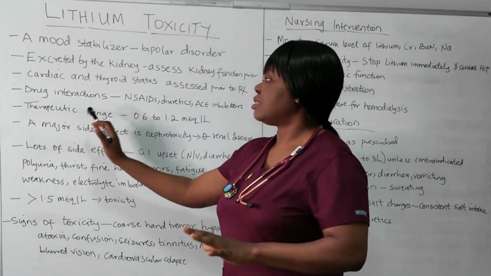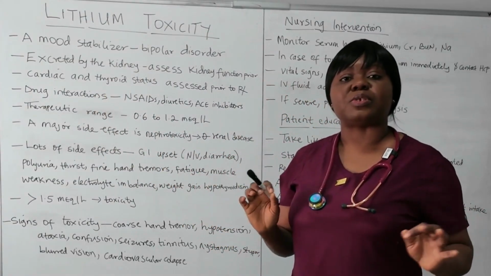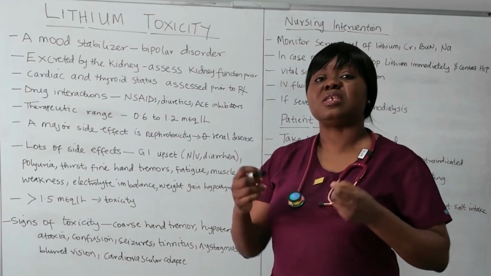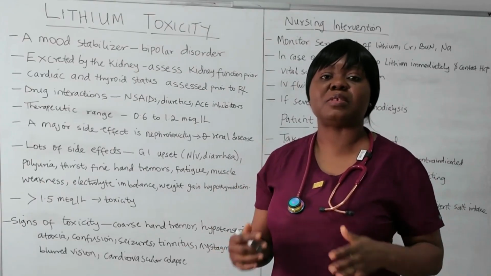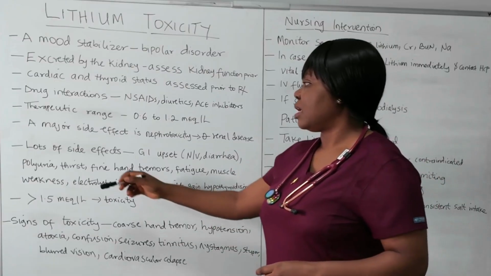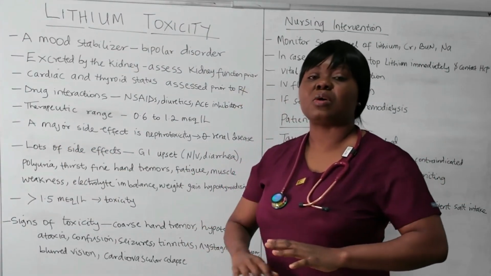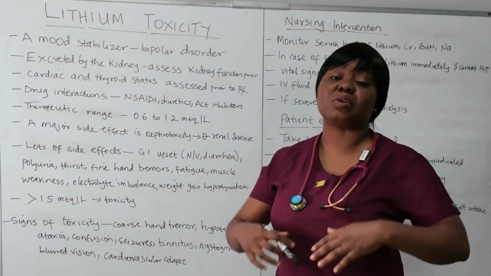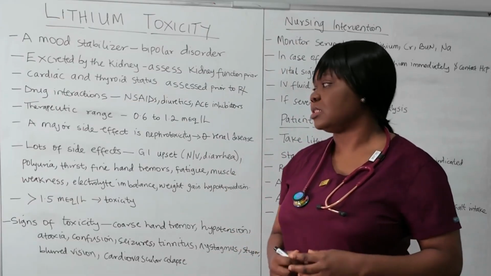Now, the therapeutic range of lithium is very narrow, just 0.6 to 1.2 milliequivalents per liter. It's so narrow that a little more than the therapeutic range can cause toxicity. This medication has a lot of side effects. A major one is nephrotoxicity. It affects the kidney because it's entirely excreted by the kidney.